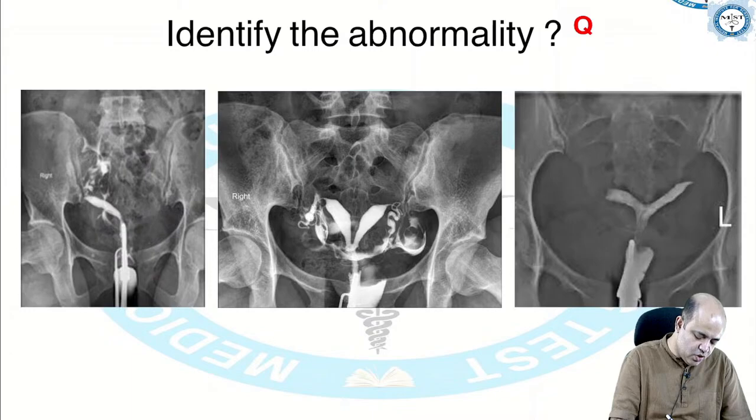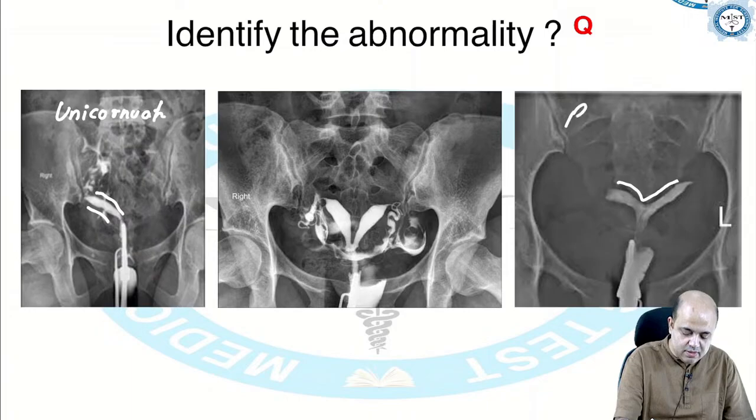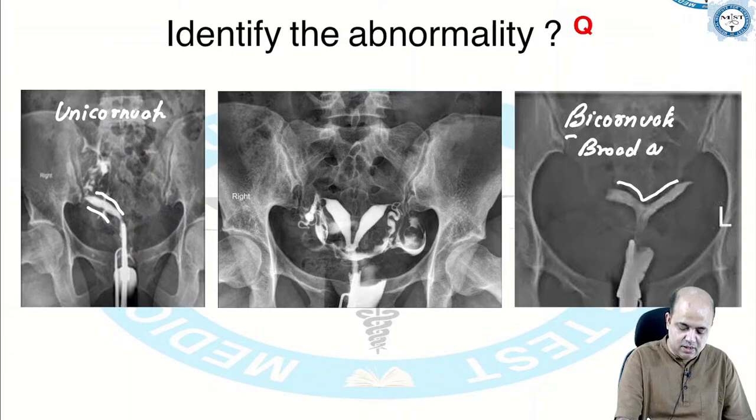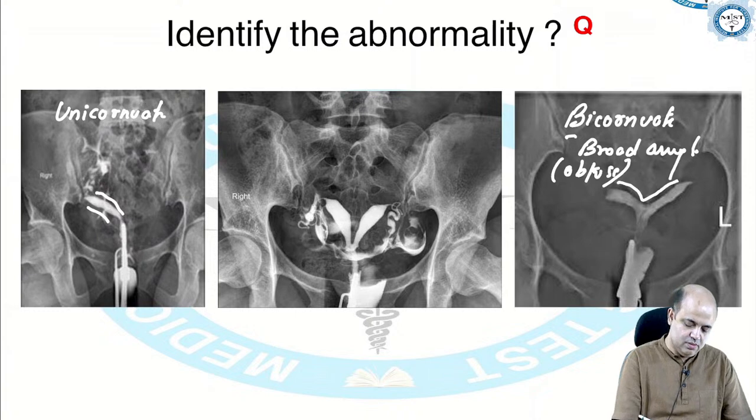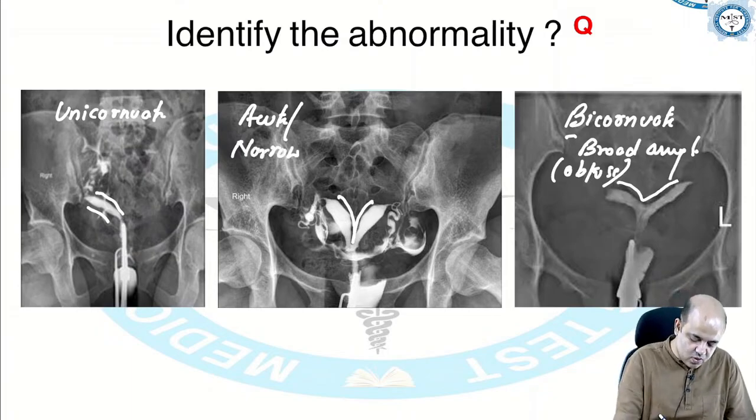This is a unicornuate unicollis uterus. Here the angle between the cornua is broad. This is a bicornuate uterus. It has a broad, obtuse angle. Here the angle is narrow. This is an acute or narrow intercornual angle.